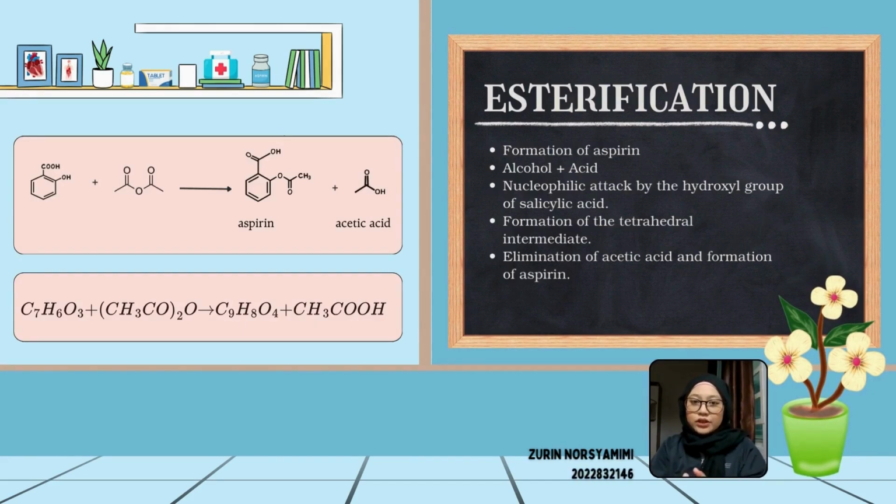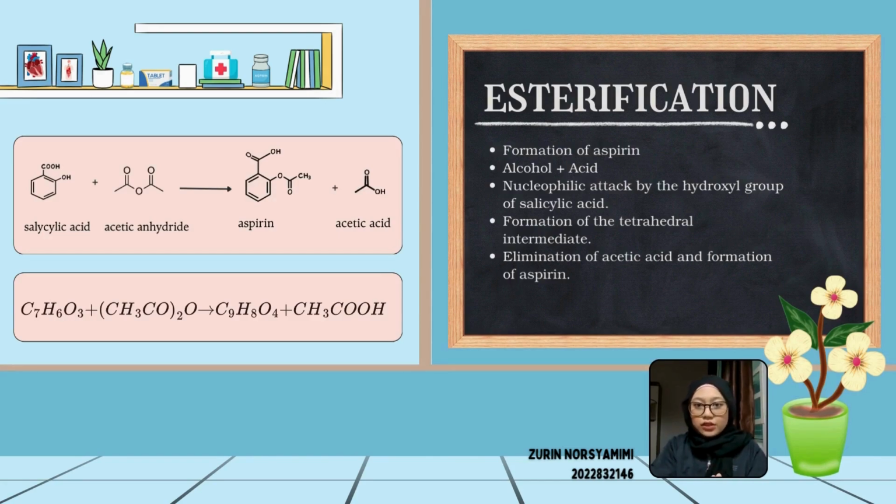Okay, now we look at the formation of aspirin. Esterification is the reaction to form aspirin. Generally, esterification involves the reaction between alcohol and acid to form an ester. The formation of aspirin involves salicylic acid that has a phenyl group, which we know as alcohol, and then it reacts with acetic anhydride that has a carbonyl group.